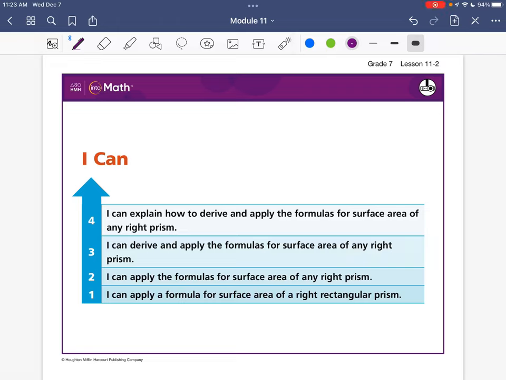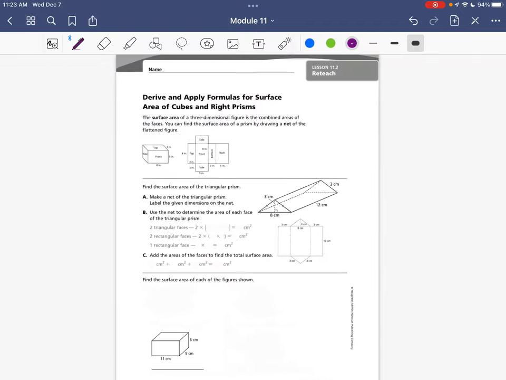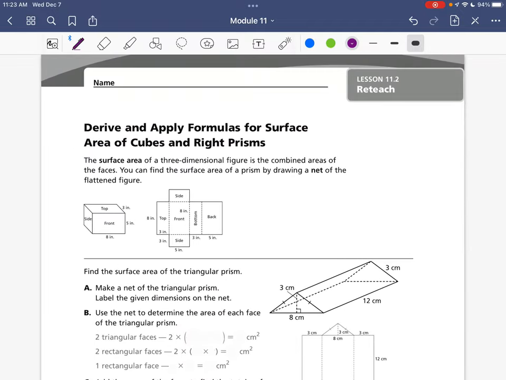Here is grade 7, module 11, lesson 2. I can derive and apply the formulas for surface area of any right prism. Alright, so imagine this is like taking a box and covering it exactly with the right amount of wrapping paper.